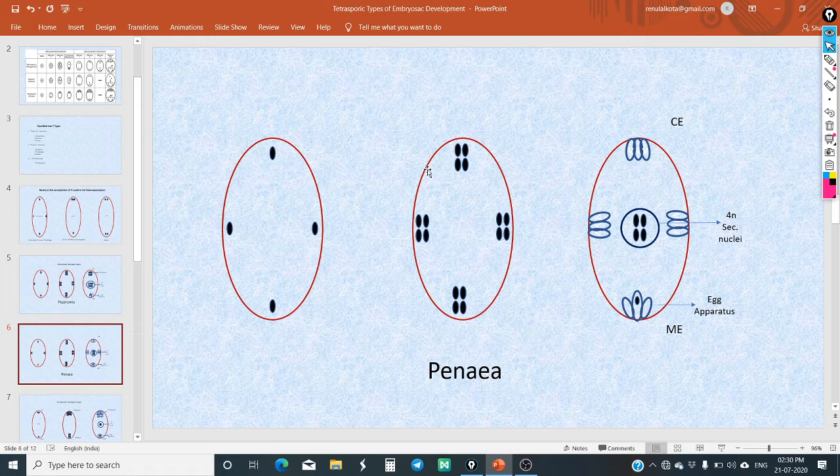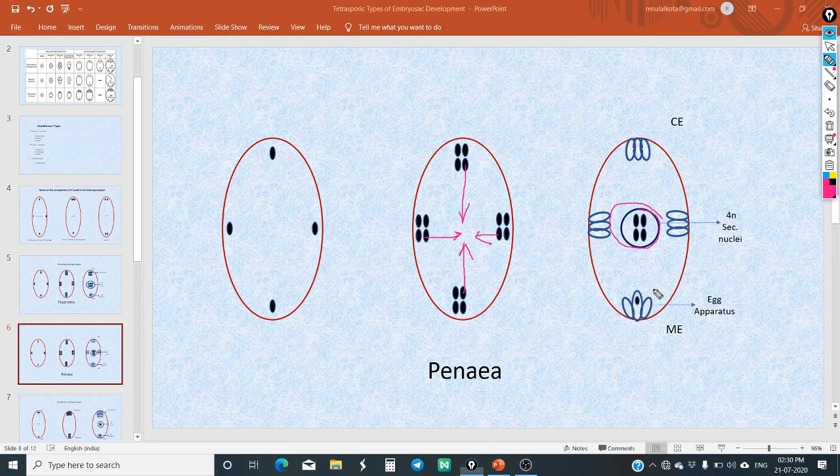Okay, so out of the 16 nuclei, one nucleus from each end moves towards the center, resulting in the formation of a tetraploid secondary polar nucleus. See, one nucleus from here, that is chalazal end, one nucleus from this lateral end, and one from this lateral end, and the one from the micropylar end move towards the center, resulting in the formation of a tetraploid. All the four nuclei fuse together to form a tetraploid nucleus. Okay, the remaining three, which are present at the micropylar end, develop into egg apparatus.